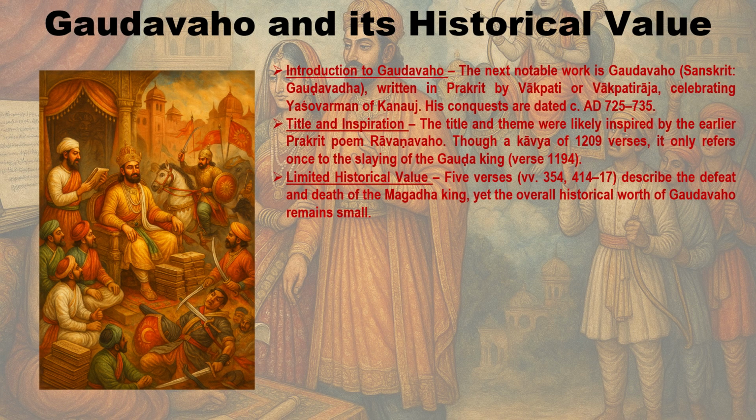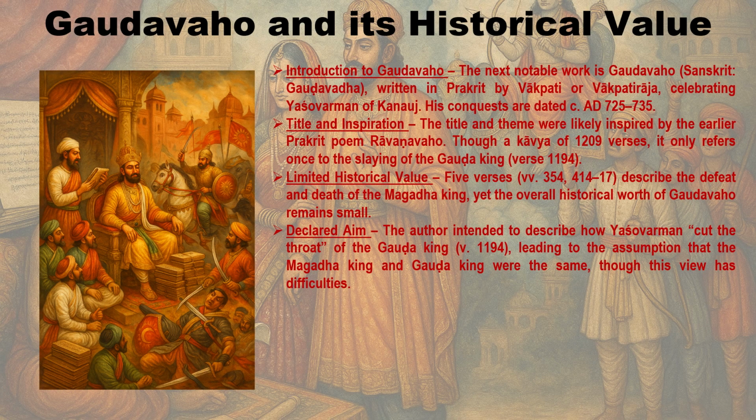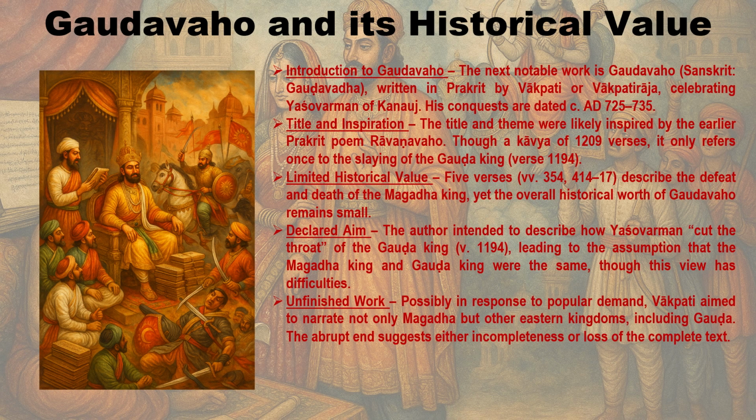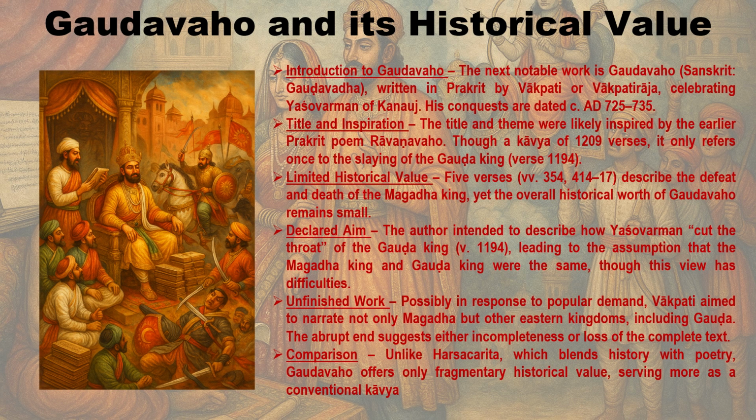Five verses describe the defeat and death of the Magadha king, yet the overall historical worth of Gaudavaho remains small. The author intended to describe how Yaśovarman cut the throat of the Gauda king, leading to the assumption that the Magadha king and Gauda king were the same, though this view has difficulties. Possibly in response to popular demand, Vākpati aimed to narrate not only Magadha but other eastern kingdoms, including Gauda. The abrupt end suggests either incompleteness or loss of the complete text. Unlike Harshacharita, which blends history with poetry, Gaudavaho offers only fragmentary historical value, serving more as a conventional kavya.